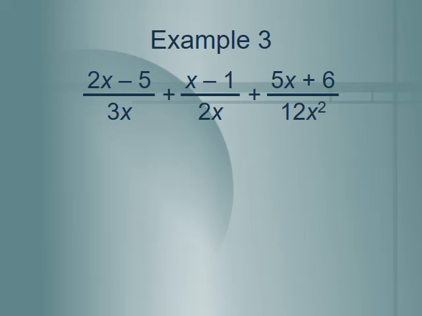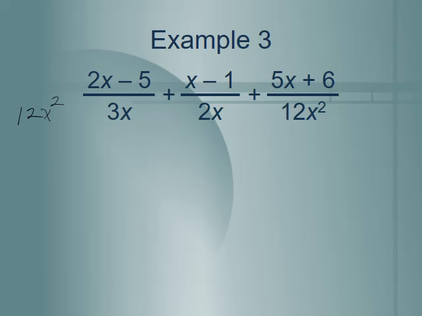Let's look at another example. This time we have 3 numbers. And just looking at this, we have a 3, a 2, and a 12. I believe that 12 is going to be our common denominator, and we need to think about our x's. We have an x, and an x squared. So I think it all needs to turn out to be 12x squared.